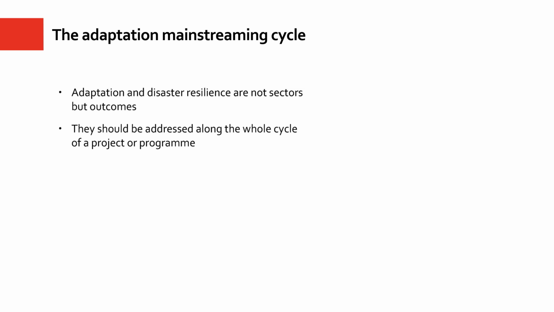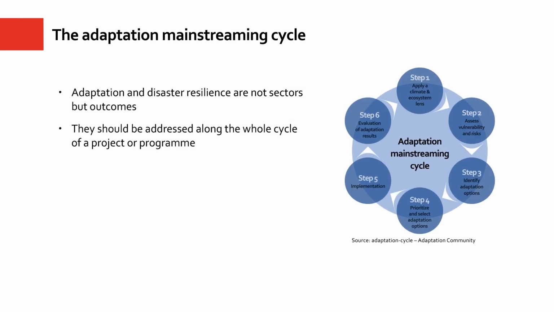So, what does it mean to mainstream climate and disaster risks? It means to systematically integrate them. It happens along all stages of the project cycle and can be translated into an adaptation mainstreaming cycle as introduced by the UNFCCC. We need to have a basic understanding of current and also future climate and disaster risks, assess risks and vulnerabilities in detail, identify adaptation options, prioritize and select them, as well as implement them, monitor, and evaluate them to learn from past experiences.